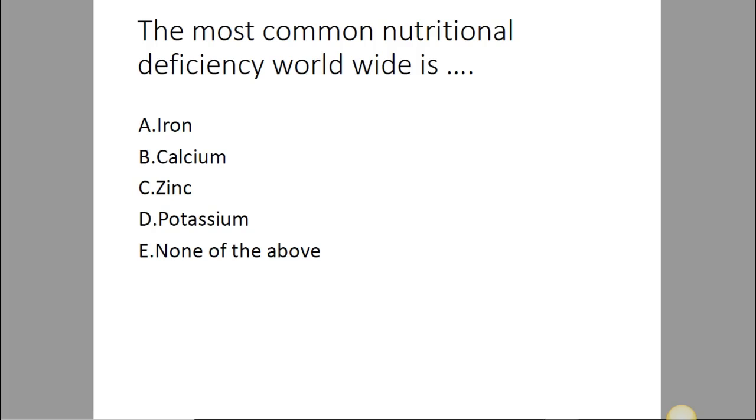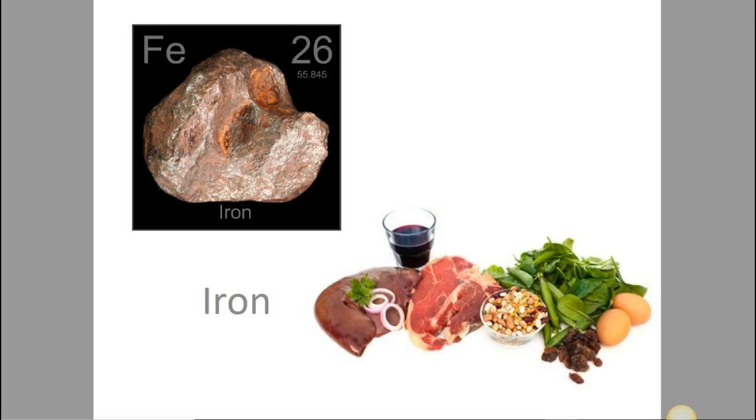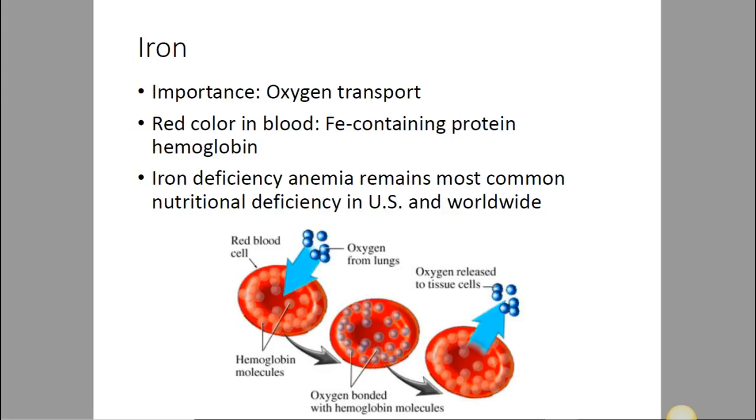All right, pop quiz. The most common nutritional deficiency worldwide is iron. This is a trace mineral, a type of micronutrient that is often underconsumed around the globe. One of the most important reasons that our bodies need iron is because it is responsible for oxygen transport. In fact, the red color in our blood comes from the iron-containing protein hemoglobin. Iron deficiency anemia remains the most common nutritional deficiency not only in the U.S., but also worldwide.